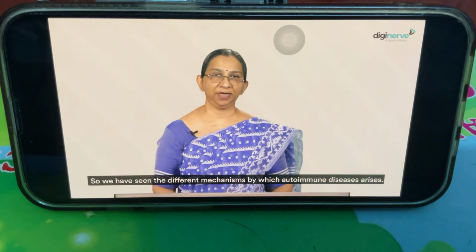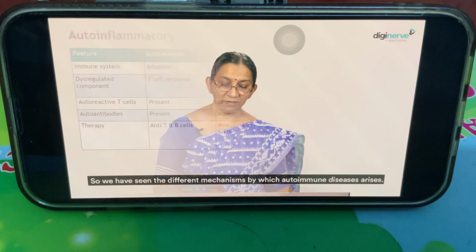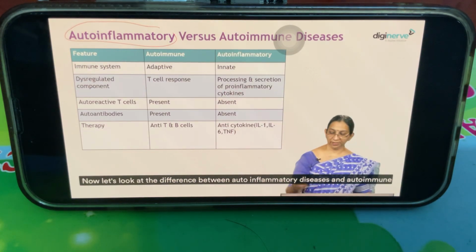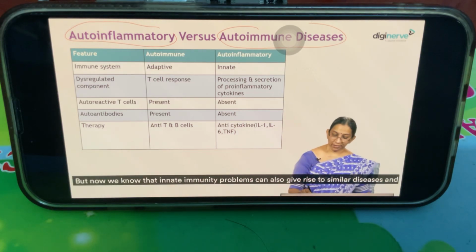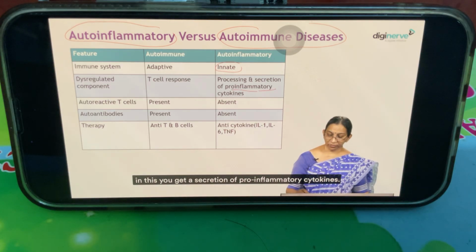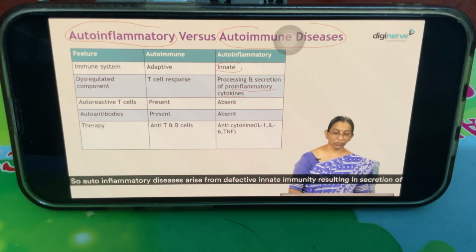So we have seen the different mechanisms by which autoimmune diseases arise. Now let's look at the difference between autoinflammatory diseases and autoimmune diseases. So historically, these diseases were thought to be because of problems in the adaptive immunity, but now we know that innate immunity problems can also give rise to similar diseases. And in this, you get a secretion of pro-inflammatory cytokines. So autoinflammatory diseases arise from defective innate immunity, resulting in secretion of pro-inflammatory cytokines.